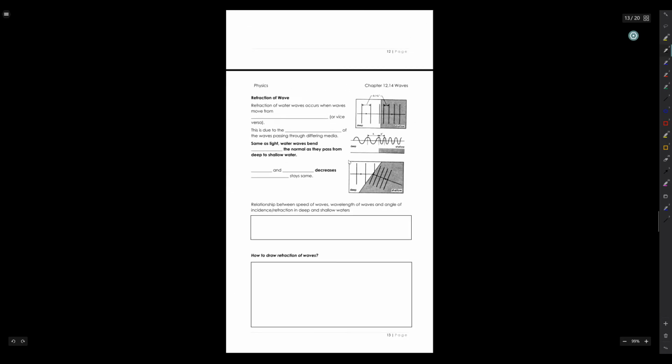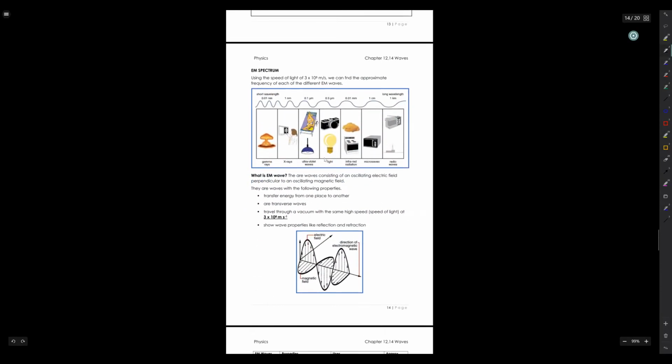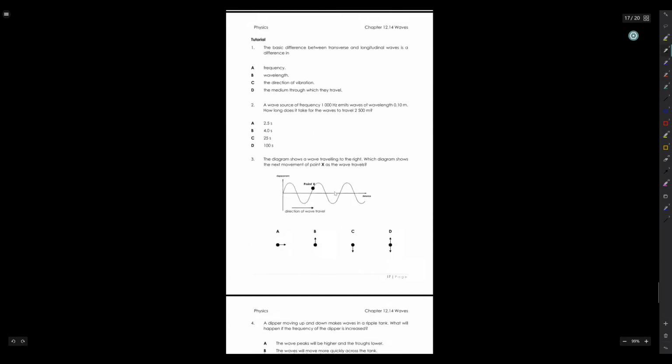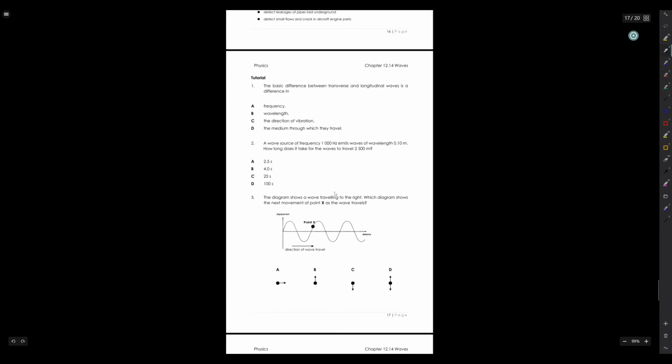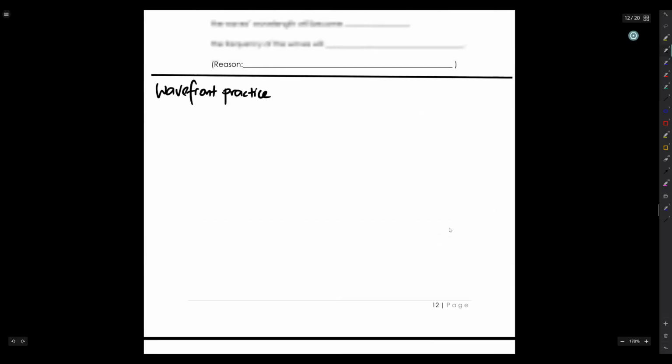You can also cancel this part. This part is not being taught. These are for pure physics students. I need you to take note of the EM spectrum. I need you to focus on this page for the upcoming test. After I finish teaching wavefront, you should be able to do all the questions here. So please remember to do your tutorial from page 17 onwards. Okay, let's go through the wavefront practice now.